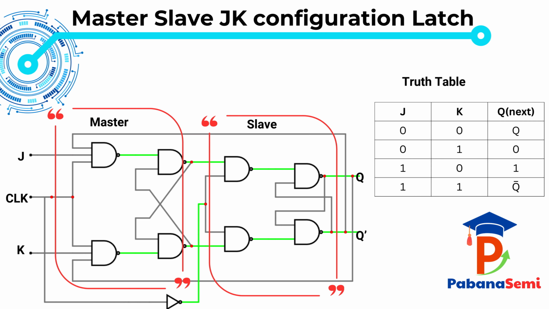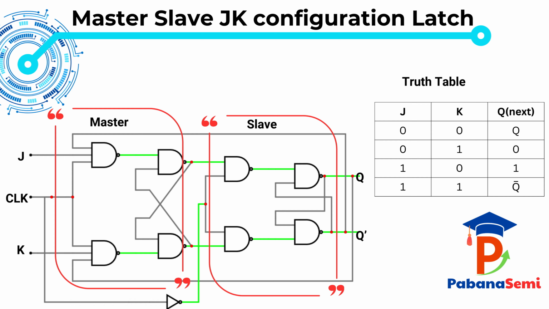In a normal JK latch, there is a practical problem called the race-around condition. Because the JK latch is level sensitive, if enable stays high and J equals K equals 1, the output can toggle multiple times due to feedback and gate delays. So the final value of Q becomes unpredictable. To solve this race problem, we use the master-slave JK flip-flop.